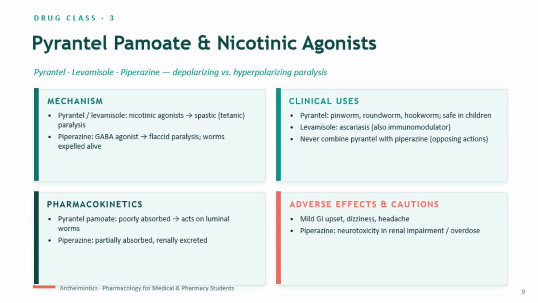Because those two mechanisms oppose each other, you must never combine pyrantel with piperazine. Pyrantel pamoate is poorly absorbed, and that's actually perfect. It stays in the gut lumen to act on pinworm, roundworm, and hookworm, and it's safe in children. Side effects are mild, a little GI upset and dizziness. But do be careful with piperazine in renal impairment, where it can become neurotoxic.